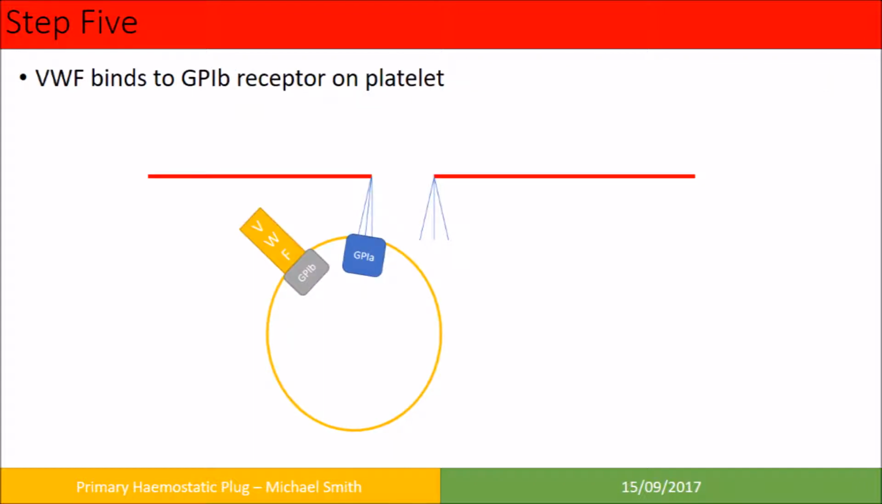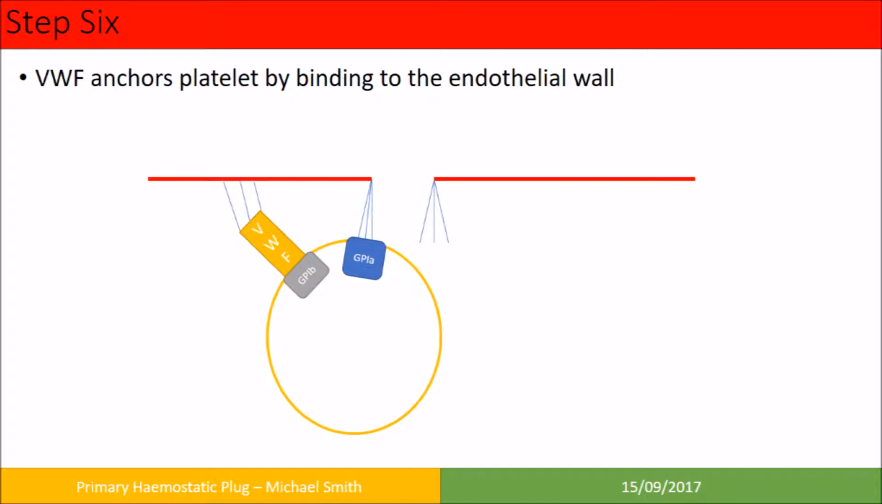We then have the von Willebrand factor that was released from the granules in the previous step and is floating around in the blood, coming and binding to a separate receptor on the platelet, and this is the GP1B receptor. The von Willebrand factor then binds to the wall of the vessel, and this helps to anchor the clot, so it's now bound to the wall of the vessel at both the collagen exposed site with the GP1A receptor and through the von Willebrand factor at its GP1B receptor.